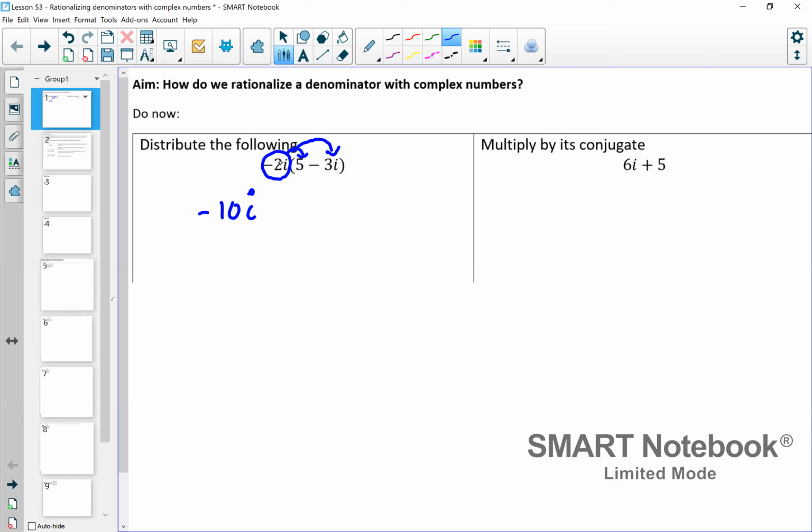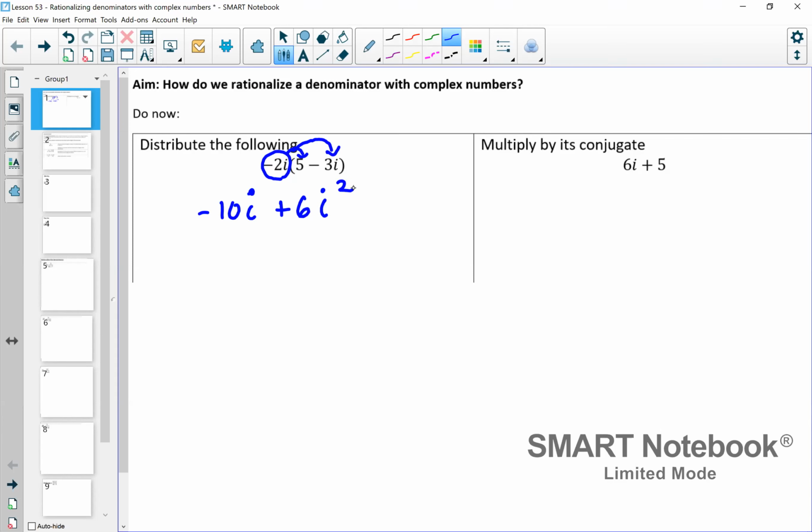Now we have a negative 2 times a negative 3. So negative times negative is going to be positive. 2 times 3 is 6. Now the i has an i to multiply by. We add the exponents. They both have that invisible 1, and 1 plus 1 is 2. So we have 6i squared.